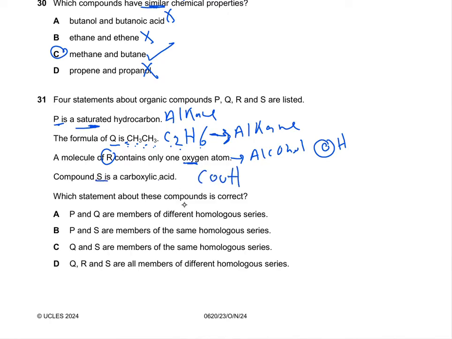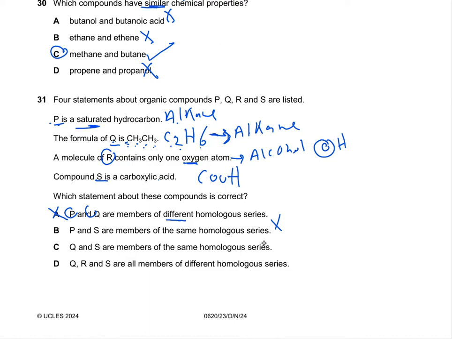Okay, which statement about these compounds is correct? P and Q are members of different homologous series. P is an alkane and Q is an alkane. So that's wrong. They are members of the same homologous series. P and S are members of the same homologous series. P is an alkane, S is a carboxylic acid. So that's wrong. Q and S. Q is an alkane, S is a carboxylic acid.